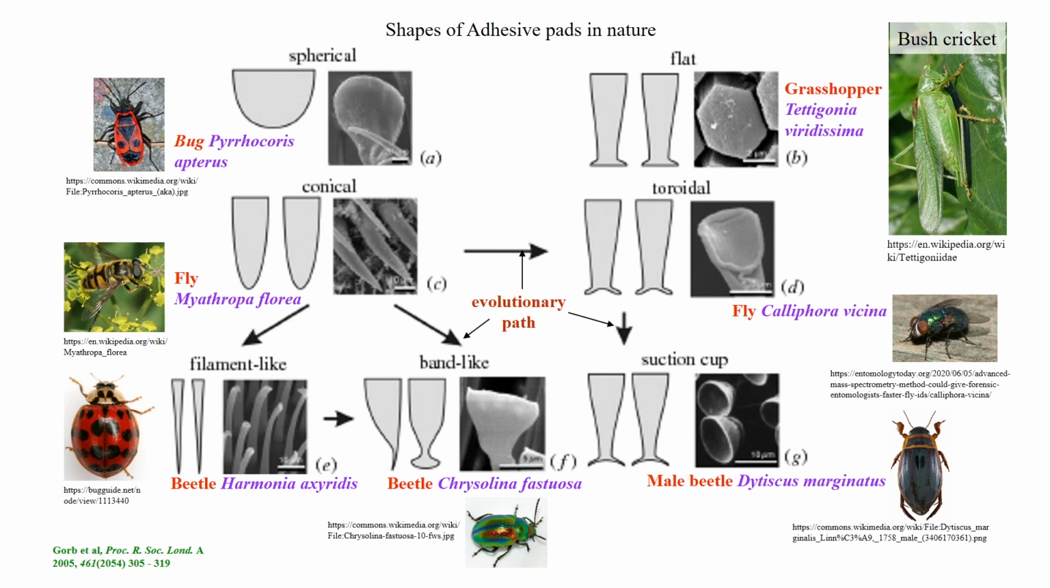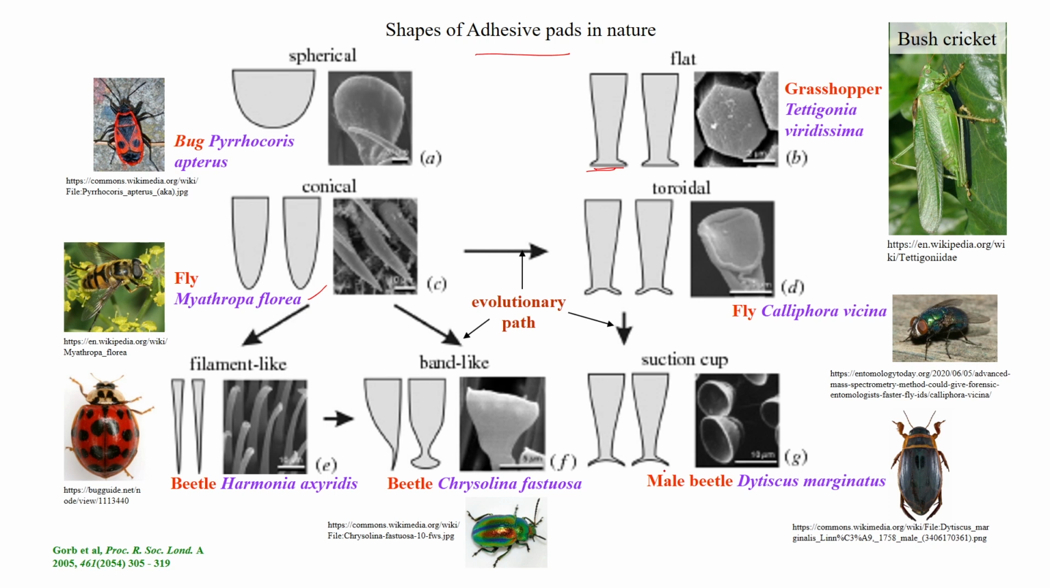Scientists have found out that the adhesive pads at the feet of these animals are of different shapes, and they have evolved through different routes. These arrows represent the evolutionary path, and you see that at some point there was a spherical shaped adhesive pad, then conical shaped, and filament like. Here the surface is completely flat, like this bush cricket, and then this particular bug has a toroidal shaped adhesive pad, then there are suction cups and so on.